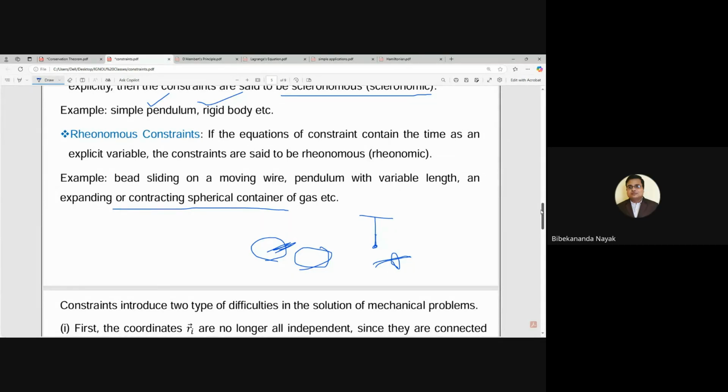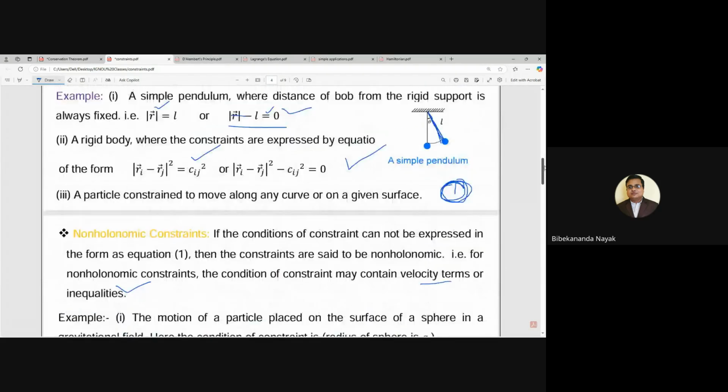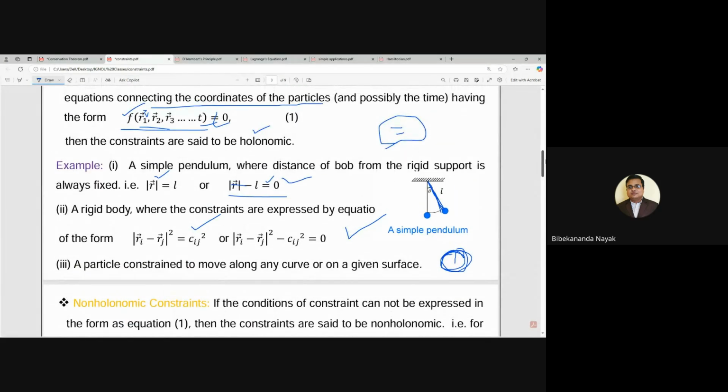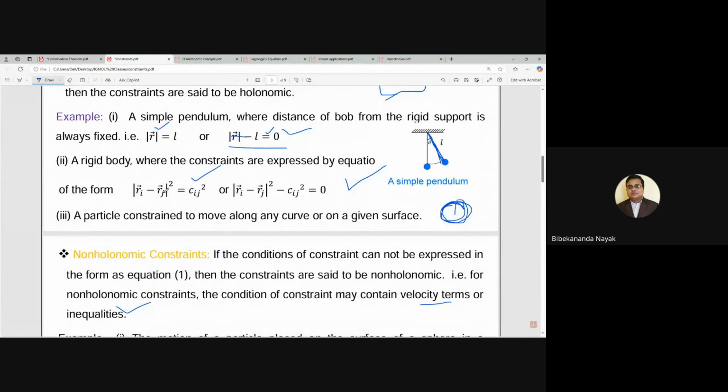Actually, due to the introduction of constraints, we face two problems. The first problem is that the coordinates are no more independent. These coordinates are connected; suppose Ri and Rj are connected by the equation Ri square is equal to Cij square plus Rj square. If I know Ri, I can calculate Rj using this equation. So all the coordinates are no more independent.